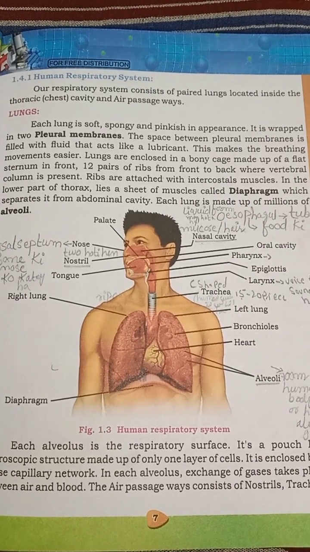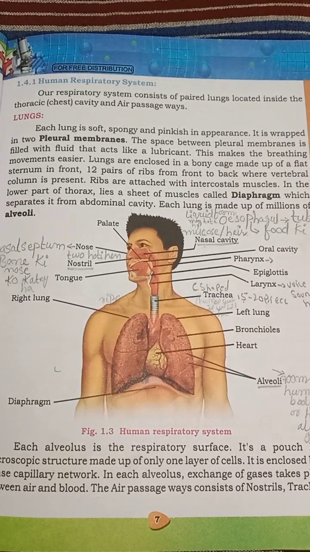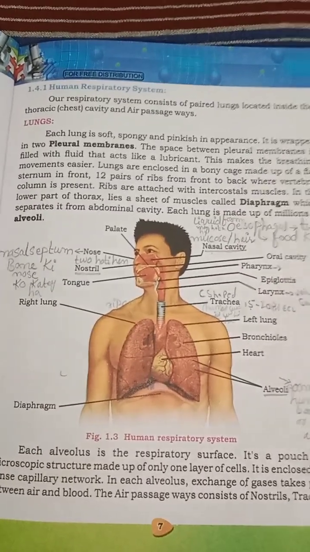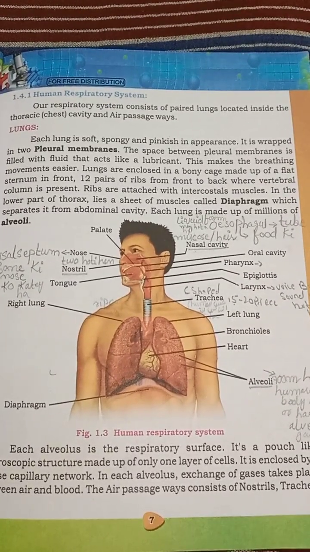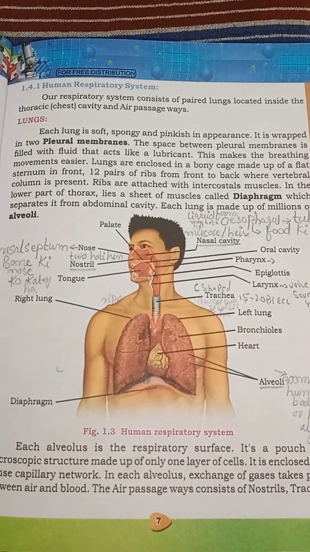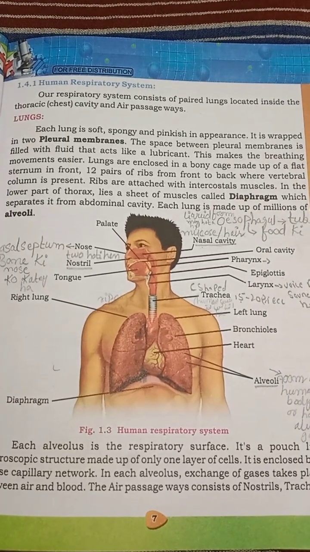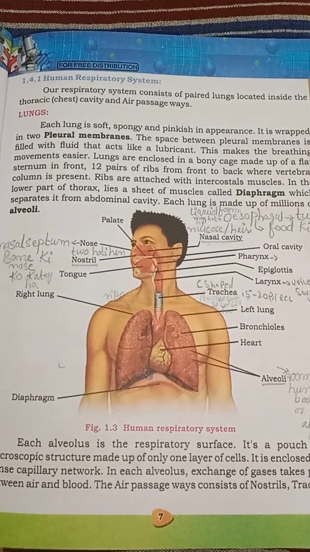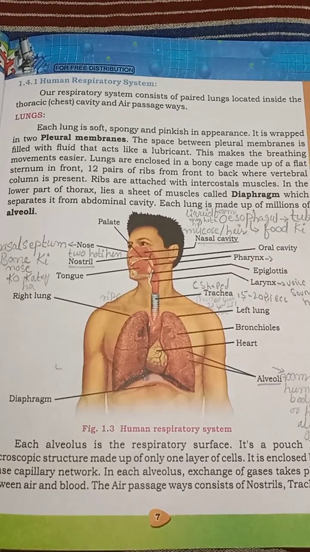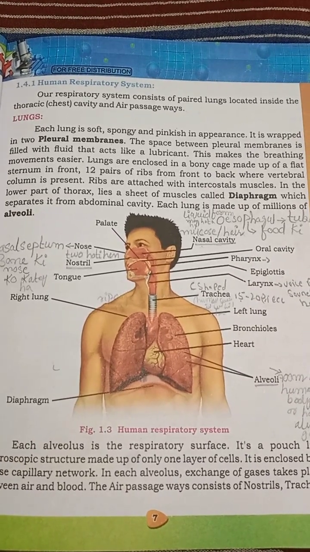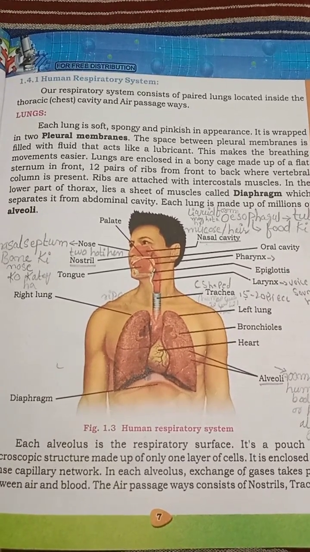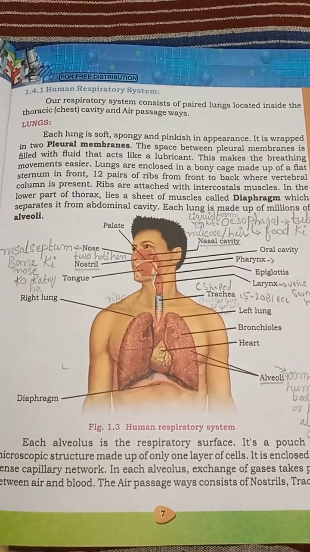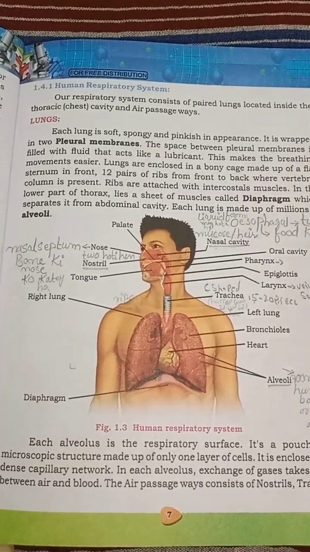Lungs are enclosed in a bony cage made up of the flat sternum in front and 12 pairs of ribs from front to back, where the vertebral column is present. Ribs are attached with intercostal muscles. In the lower part of the thorax lies a sheet of muscle called the diaphragm, which separates it from the abdominal cavity. Each lung is made up of millions of alveoli.